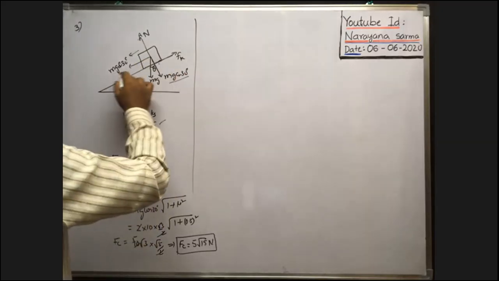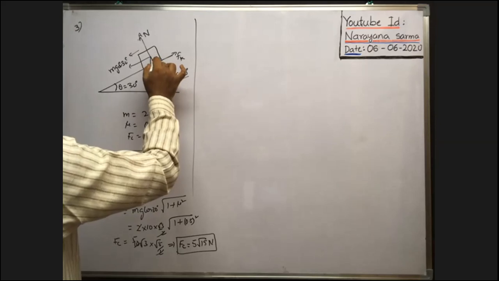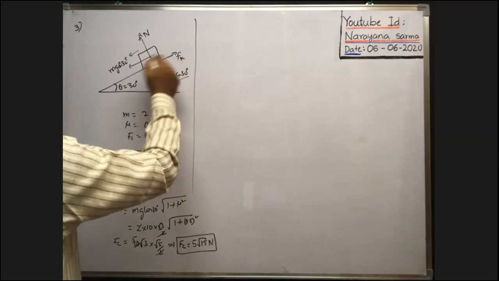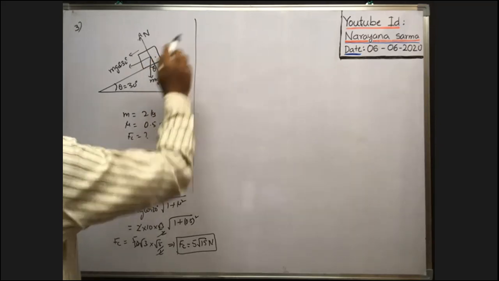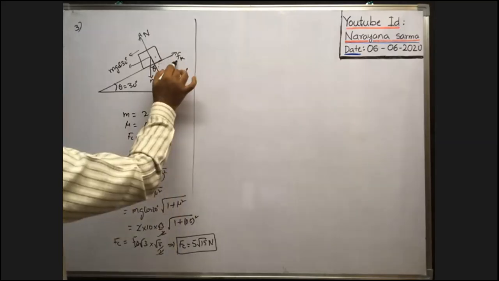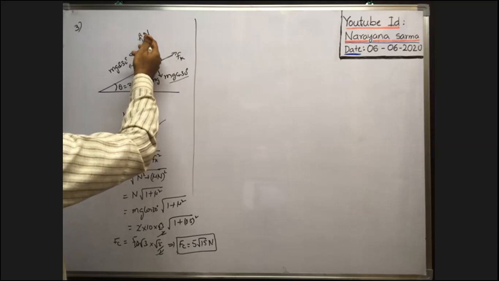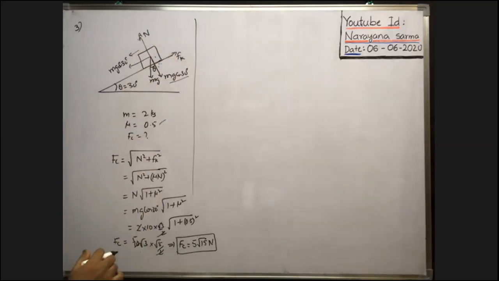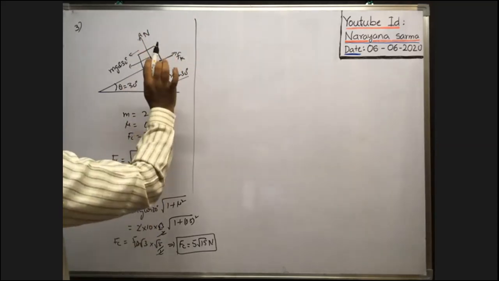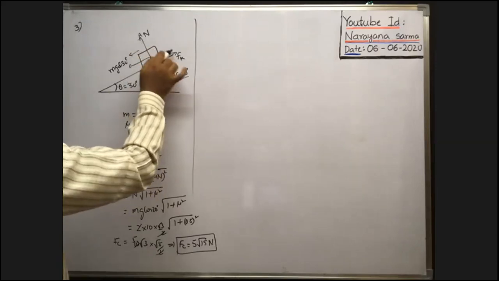Whenever the block is sliding, because of contact of the block with the inclined plane, the friction force acts opposite to the motion of the block. That's why Fk is in this direction. This is due to contact force, and this is also due to contact force. If contact is not there, there is no normal reaction and no friction force. That's why these two are the contact forces only. Okay. Hence, what is the resultant of these two?